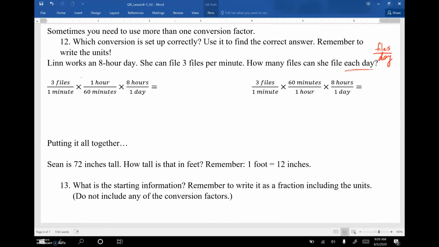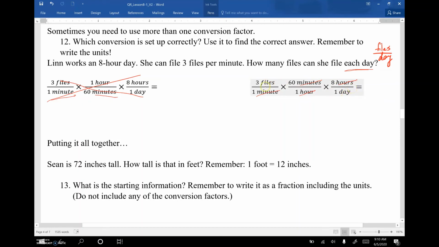So again, we're looking for the same unit to be on both top and bottom. So here we've got a minute on top, on bottom, but also a minute on bottom here. So those are not going to cancel out. That's not going to help us. So let's try that here. We have a minute on bottom and a minute on top, an hour on bottom and an hour on top. So this minute will cancel out with that minute. This hour will cancel out with that hour. And so notice now we have files over days.